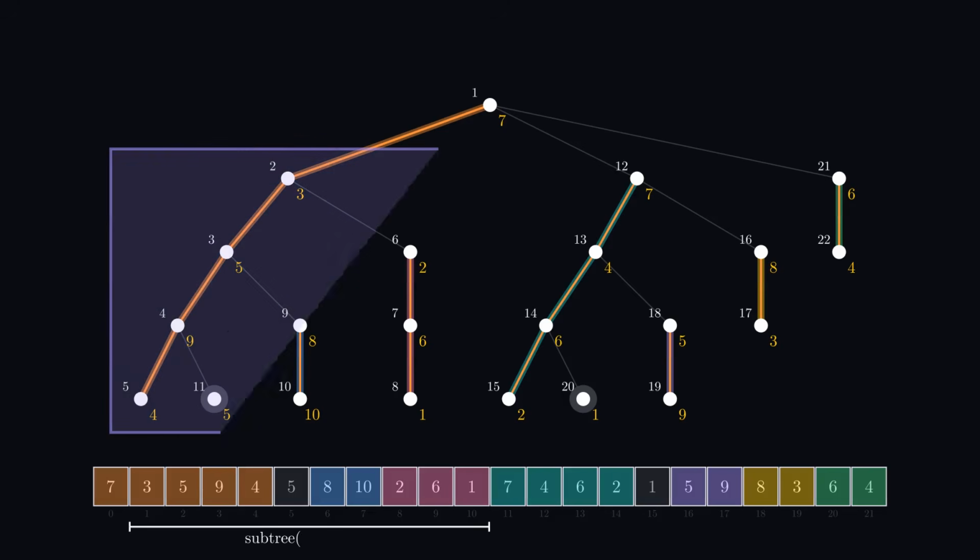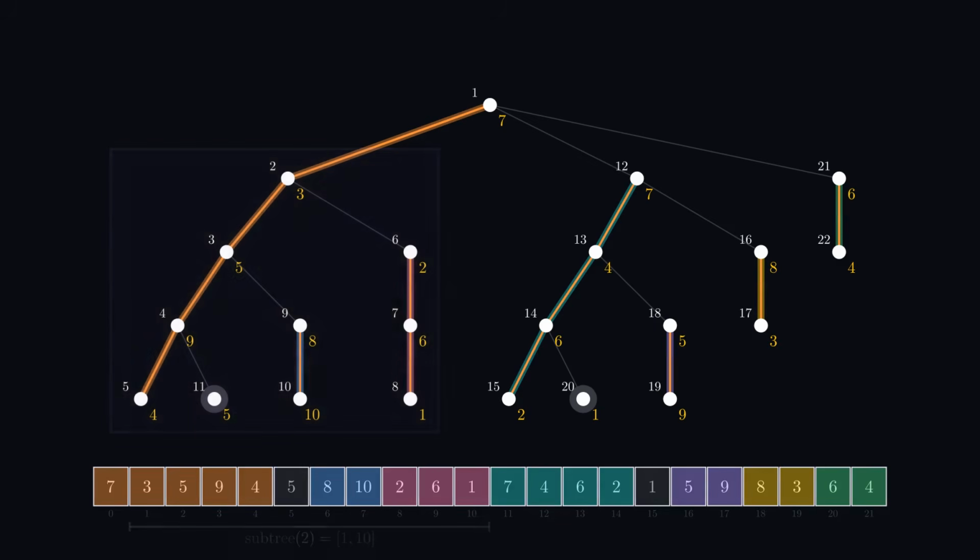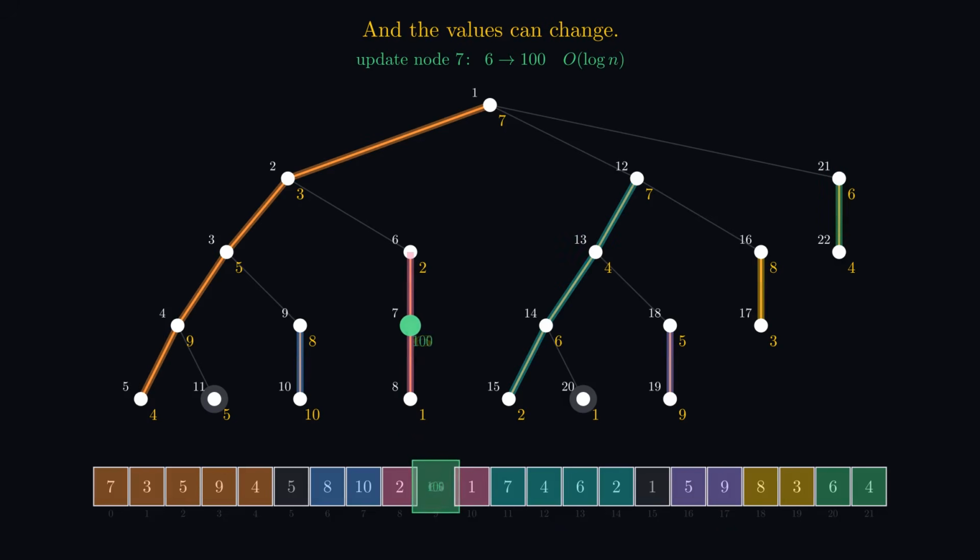And the subtree query, 1 bracket, positions 1 through 10. Same array. Done. And the values can change. Bump node 7 from 6 to 100. Just one cell of the linear array changes. Position 9, and the segment tree absorbs the update in log n. Every path query, every subtree query you might run from now on uses the new value automatically.